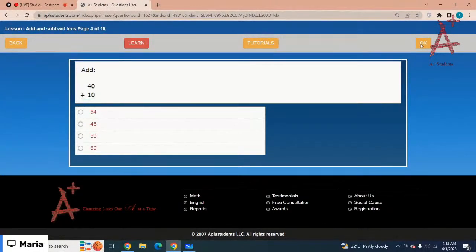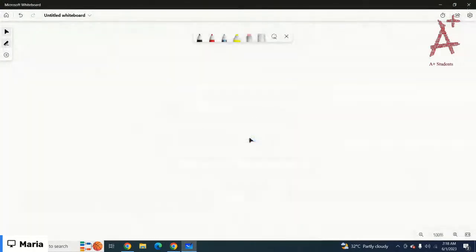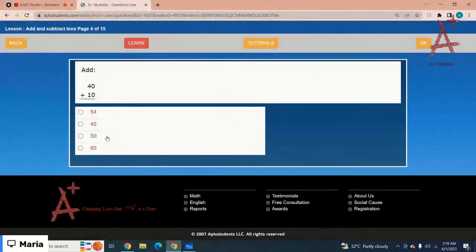Okay, the next one is 40 plus 10. Let's just add. So 0 plus 0 is 0, and you have to add the digits that are at the tens position. So 4 plus 1 equals 5. So 40 plus 10 equals 50. The correct option is 50.